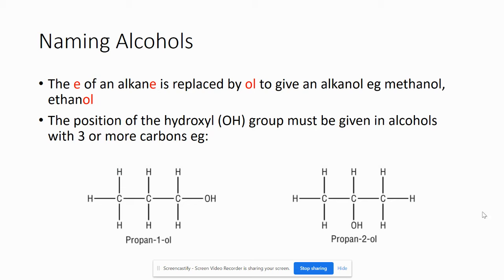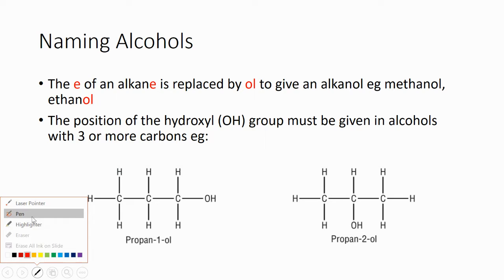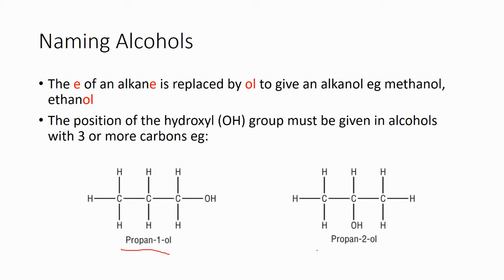For example, propan-1-ol, and propan-2-ol. So you look for the position of the OH group, and you need to number the carbons so that you use the smallest number. So this is not propan-3-ol, but rather propan-1-ol. That would be a mistake, counting from the wrong end. In this case, it's propan-2-ol because the OH group is linked to the second carbon.